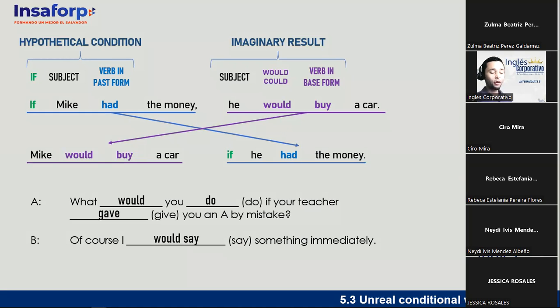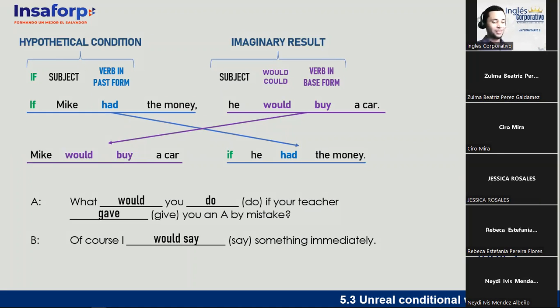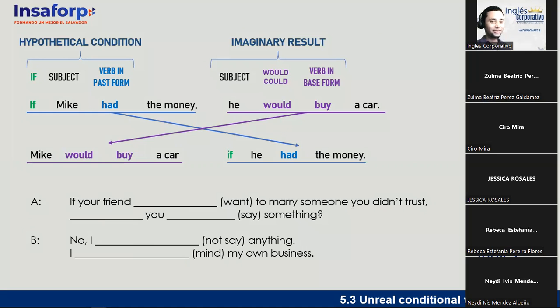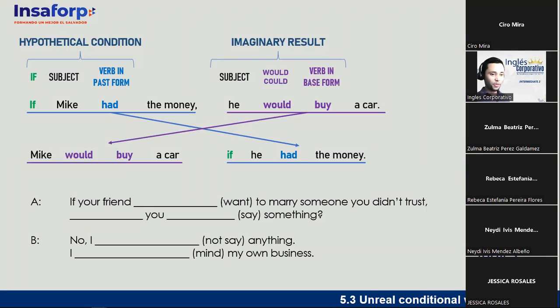Yes. That is correct. Thank you, Zulma. Of course, I will say something immediately, right? Very good. Conversation 4. Who wants to try? Wants to try conversation 4. Ciro, okay. You go for A.